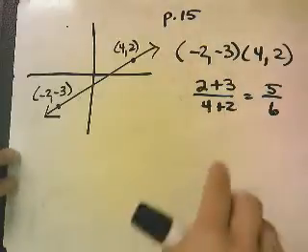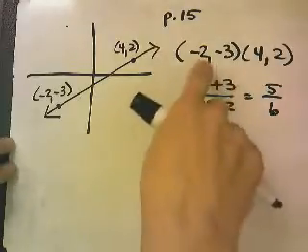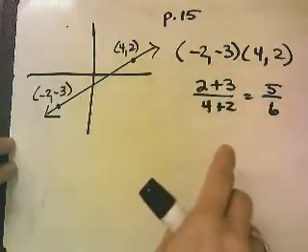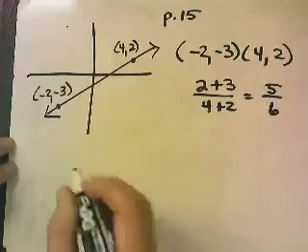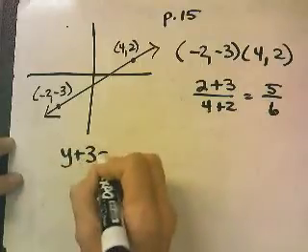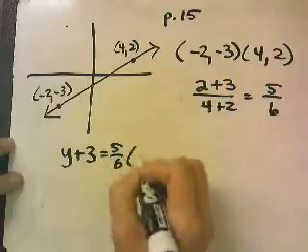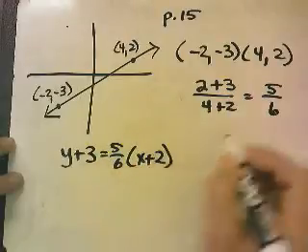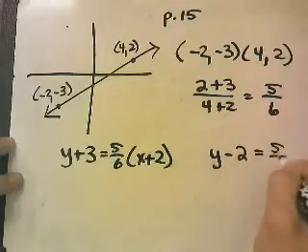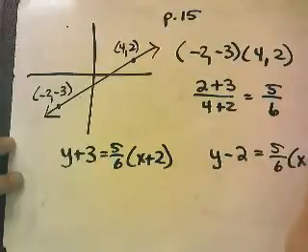Now, what's interesting is I have 2 points and a slope. So I can give 2 different equations in point slope form. I can say y plus 3 equals 5/6 times x plus 2. And I can say y minus 2 equals 5/6 times x minus 4.